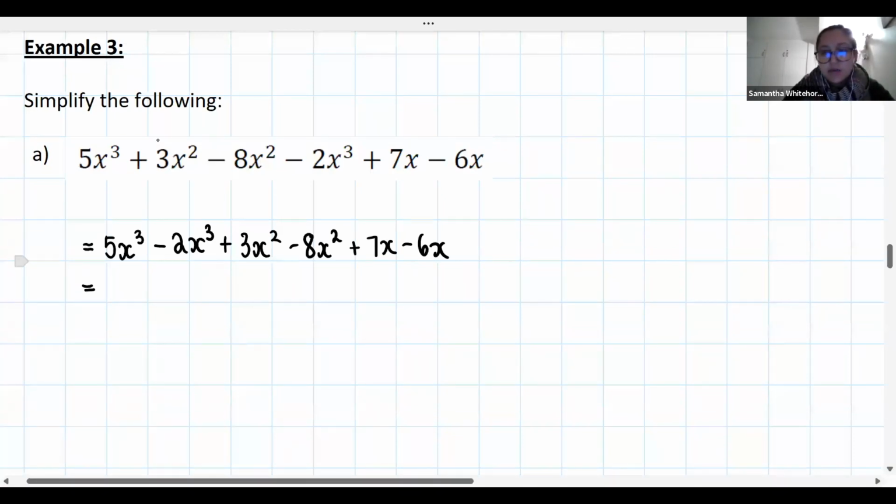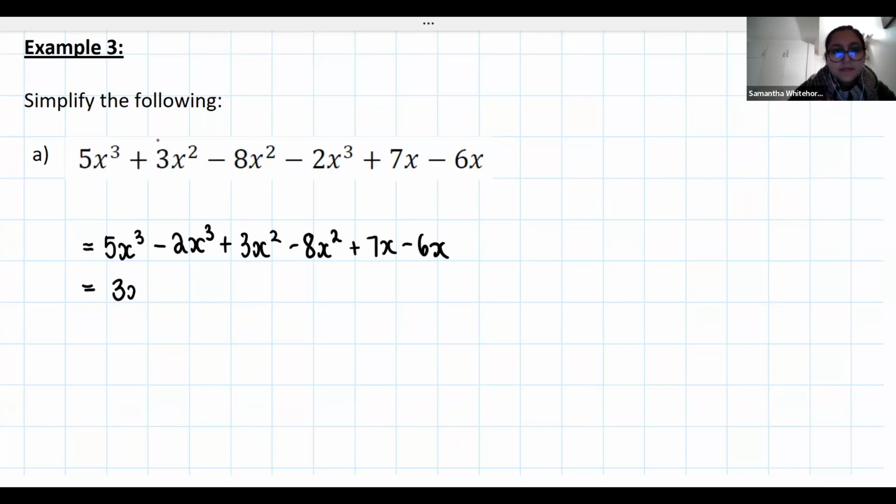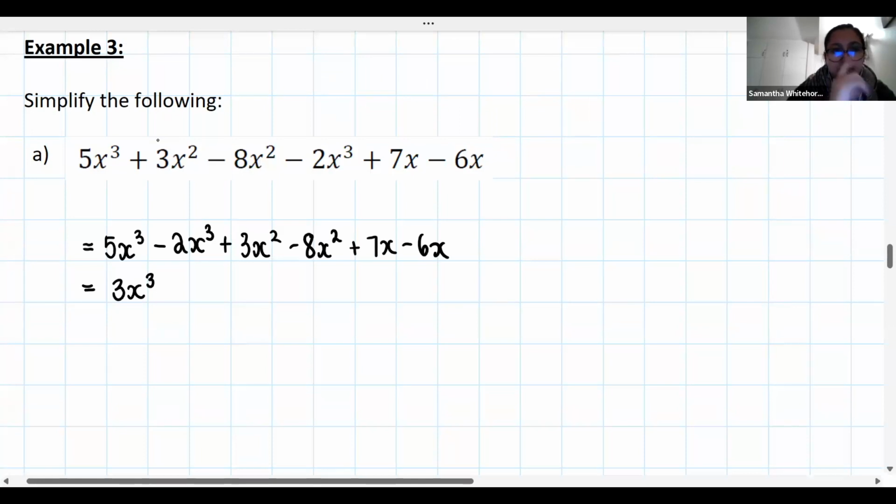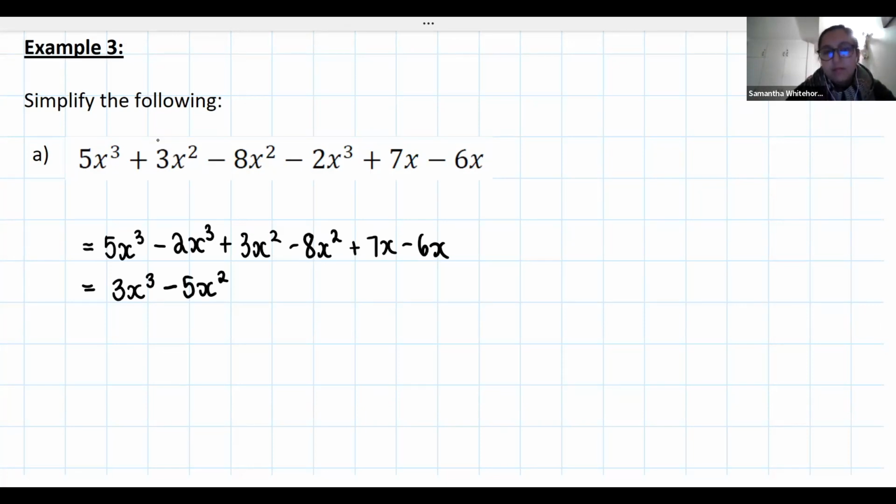Okay, Chantal, next one. I said 5x to the power of 3 minus 2x to the power of 3 equals 3x to the power of 3. Good. And positive 3x to the power of 2 minus 8x to the power of 2 equals negative 5x to the power of 2. Good. Very importantly there, guys, it is a negative. And positive 7x minus 6x equals positive 1, positive x. Good.